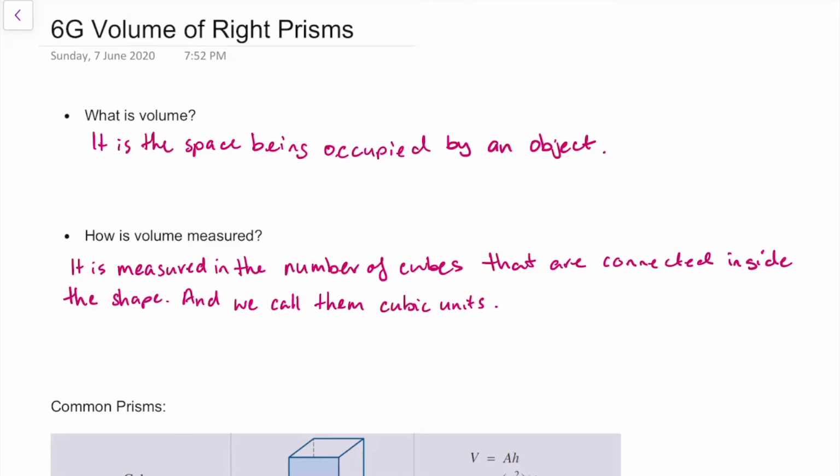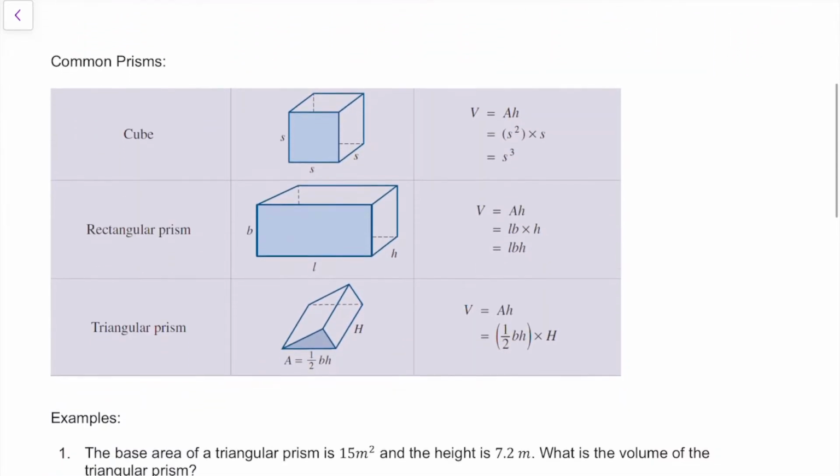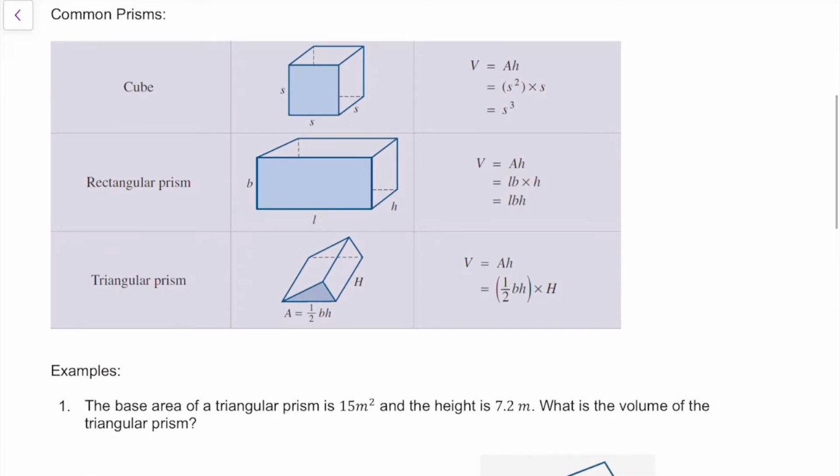Now, down below, I have a couple of common prisms that we have used in mathematics previously, and we will be using again. So here we have some common prisms. We have a cube. So a cube is just a square the whole way around, so a square cubed. Then we have the rectangular prism, and then we have the triangular prism.